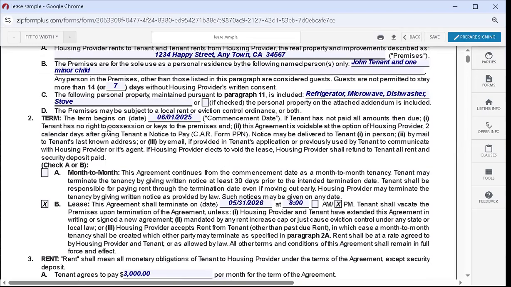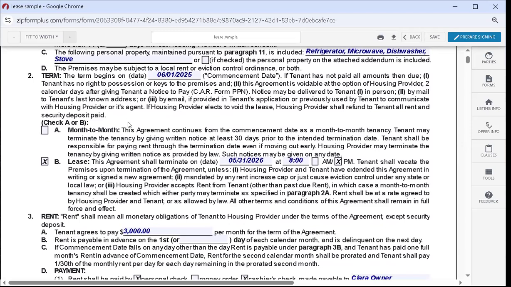In this case, this term is going to begin on June 1st. We're not doing a month to month, we're doing a full lease, with 5/31/26 as the termination date. I always give them until about 8, sometimes even 9, because if they're having moving trucks, you want to give them a little time. I don't like to cut it at 5 o'clock. I like to terminate at about 8 or 9 o'clock at night, just in case they have moving trucks, just to be courteous to them.